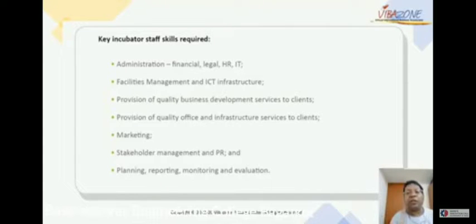I'm not saying you need to have one person for everything. Your staff should be able to plan, should be able to report, should be able to monitor and evaluate. So your incubator manager should be able to do many of these things with the support of his team.